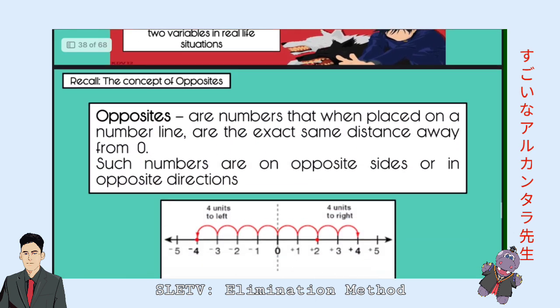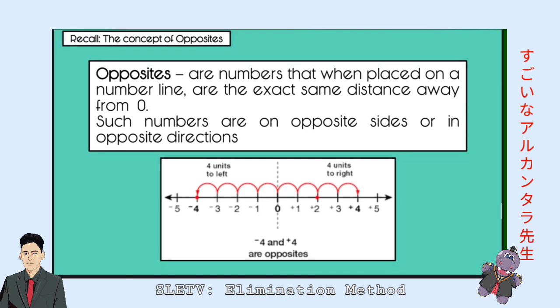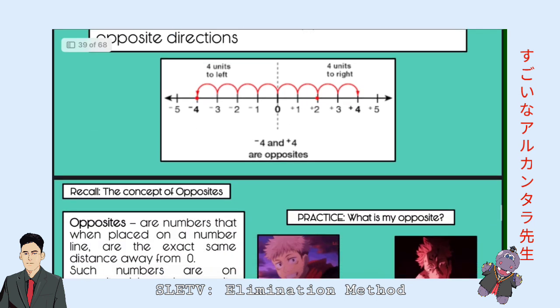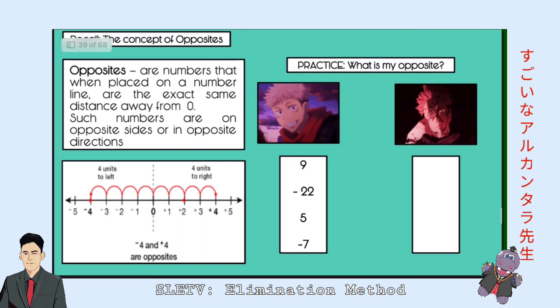It's important that you remember some things first: the concept of opposites. The reason is so that you remember the concept of eliminating something, or making something become zero. When you deal with opposites, for example, here you have 9. The opposite of that is none other than negative 9. For negative 22, the opposite is positive 22. For 5, the opposite is negative 5. For negative 7, the opposite is positive 7.